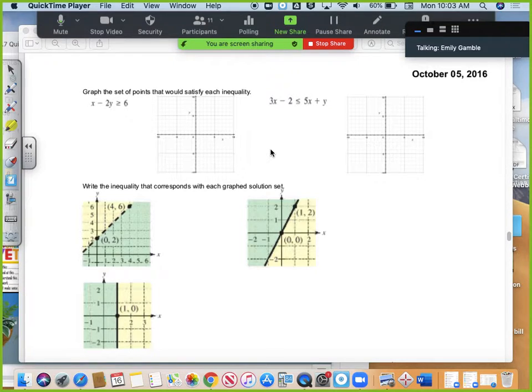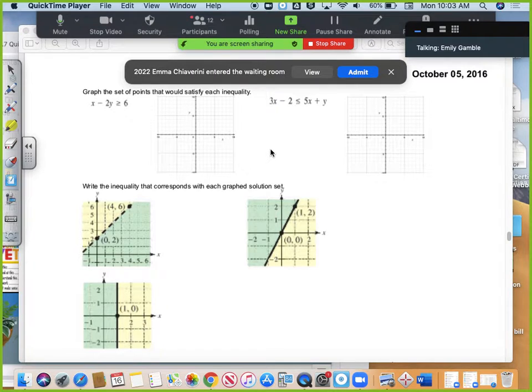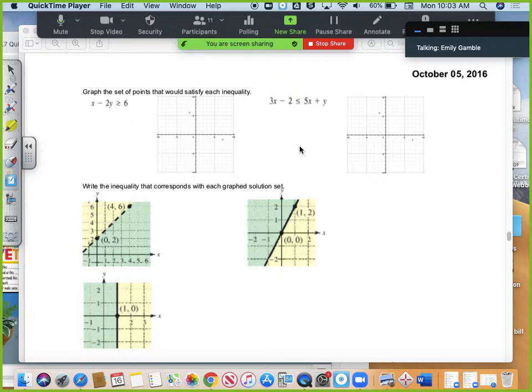These inequalities are hard to graph in the form that they're currently in. I prefer to graph things in slope-intercept form. To do that, you would just take the inequalities and solve them for y. The first one, I would subtract x from both sides. I get negative 2y is greater than or equal to negative x plus 6. And then to get rid of the negative 2, I would divide everything by negative 2.